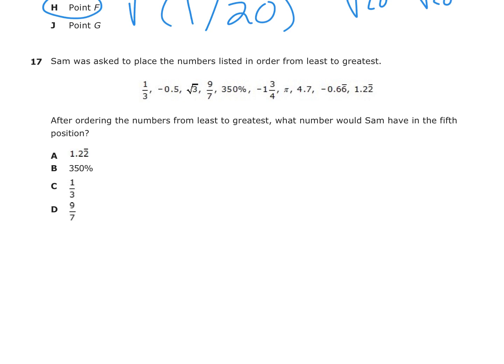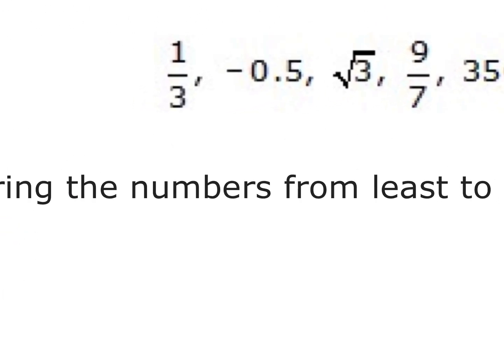Sam was asked to place numbers listed in order from least to greatest. Holy moly. That's a lot of numbers. After ordering the numbers from least to greatest, what number would Sam have in the 5th position? Okay, great. So we don't have to worry about anything. We just need to know which one would he have in the 5th position. So, oh man, I guess we do have to do all of them. Okay, let's start changing them to decimals.